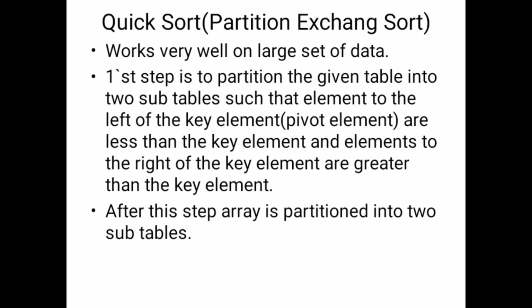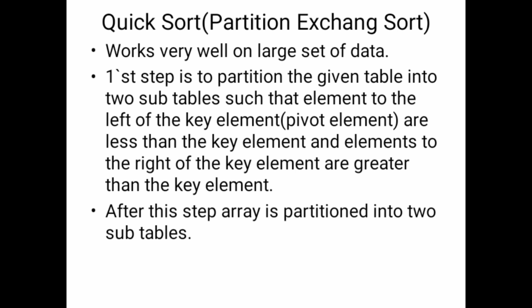The first step in this technique is to partition the given table into two subtables such that the elements towards the left of the key element, which is also called the pivot element, are less than the key element, and elements towards the right of the key element are greater than the key element. After this step, the array is partitioned into two subtables. The elements in the left subtable are less than the key element, and elements in the right subtable are greater than the key element.